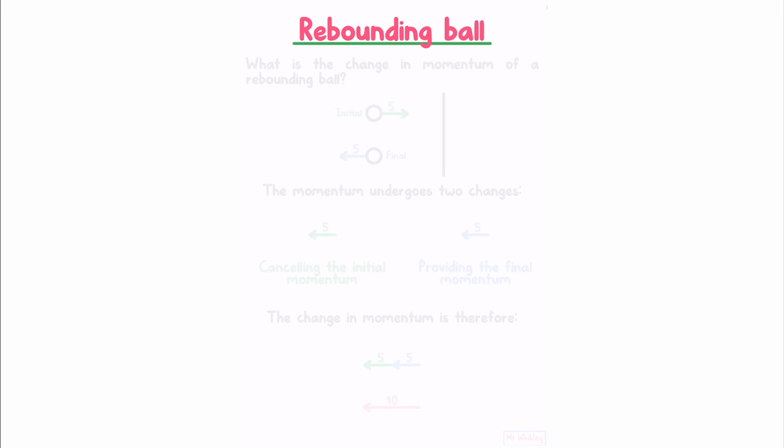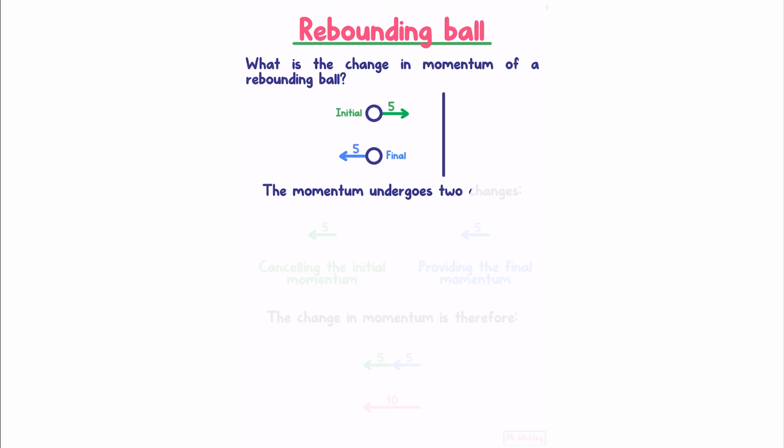Rebounding ball. What is the change in momentum of a rebounding ball? Consider a ball with an initial momentum of 5 towards the right, rebounding off a wall, causing it to rebound with the same momentum but in the opposite direction. To find the change in momentum, it's important to understand that the momentum undergoes two changes. The first change is to cancel the initial momentum. So we initially have a momentum of 5 towards the right. To cancel this out to 0, the momentum needs to change by 5 in the opposite direction.